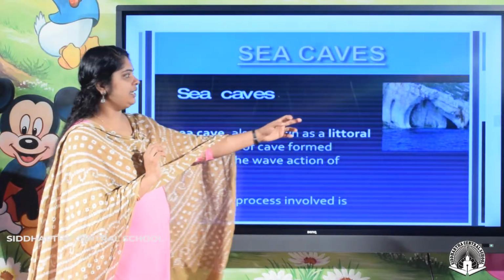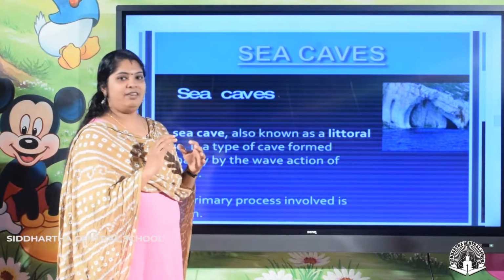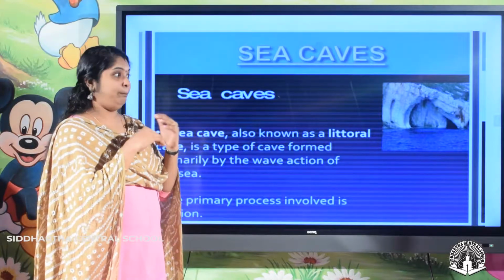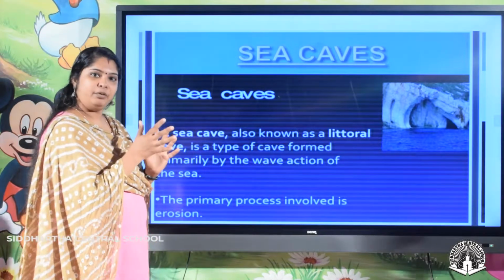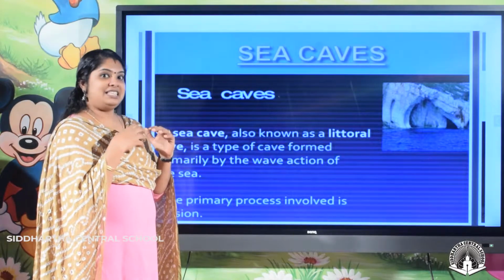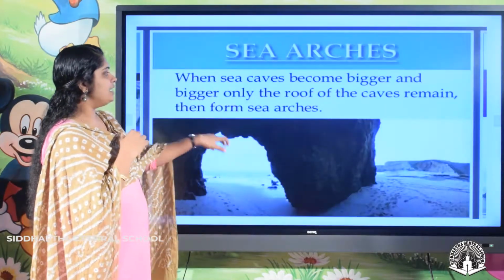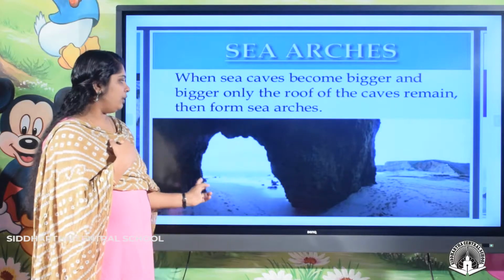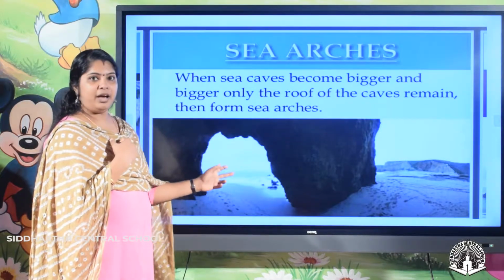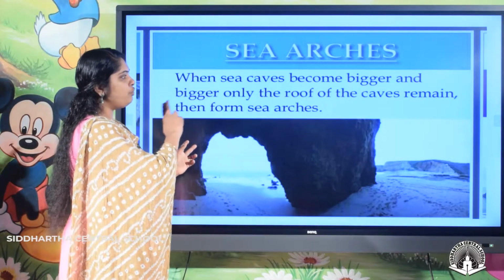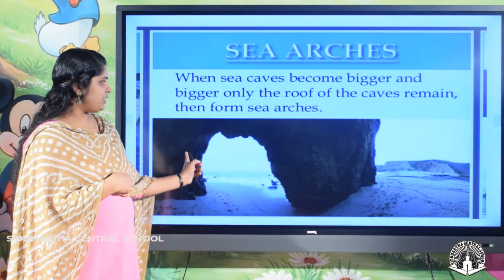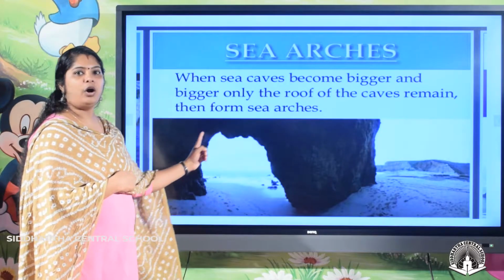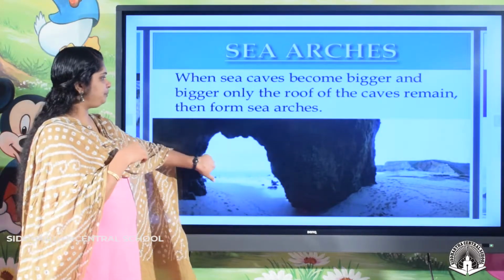Here in this picture, it is clear. Whenever the waves hit the rocks repeatedly, some parts of the rocks will be eroded, and those types of shapes are called sea caves. Then sometimes the sea caves become bigger and bigger, and an arch or roof of the cave remains there. Here you can see in this picture an arch position. These are called sea arches.